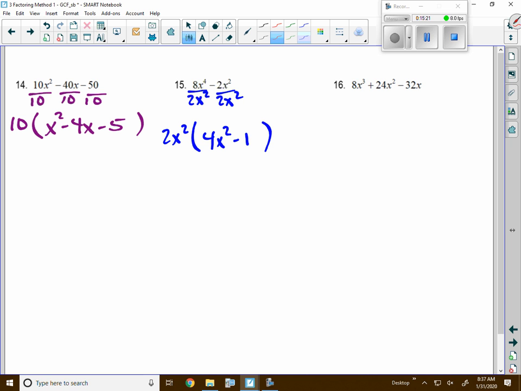All right, and number 16. 8, right? 8 goes into all three numbers. What about our variable? What do we pull out? X to the what? Just x. X to the first, because it's the least exponent that we have. So we have a 3, a 2, and a 1. You can only pull out the lowest there. All right, so we have x squared plus 3x minus 4. So all you're doing there is simplifying.